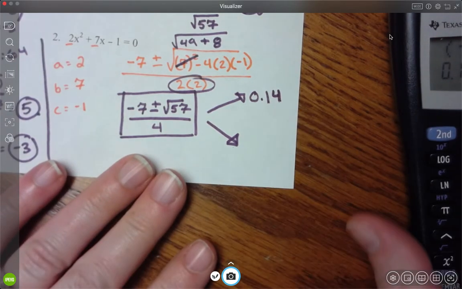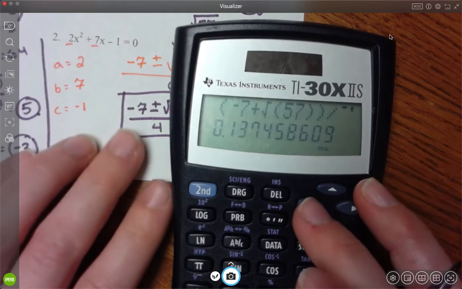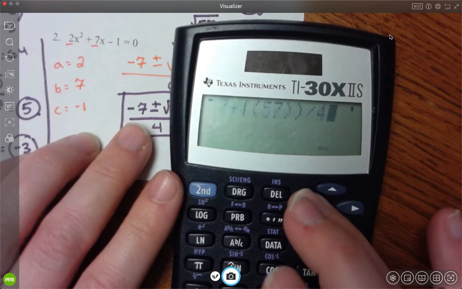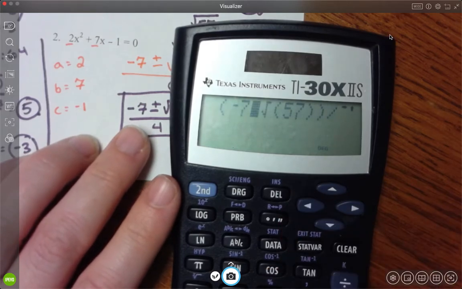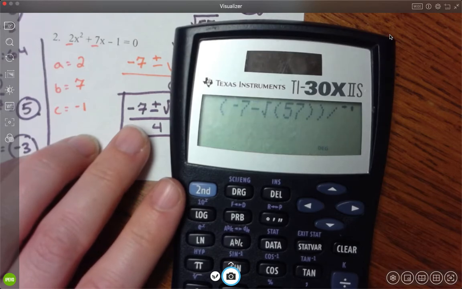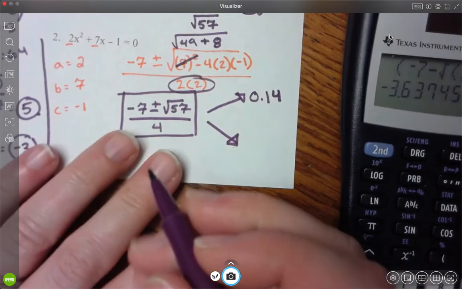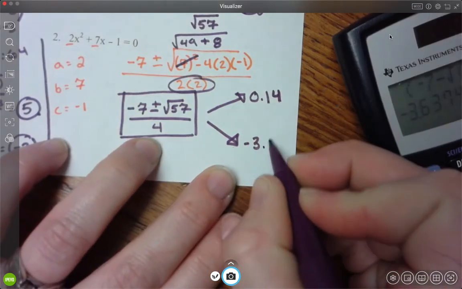Okay, now, because I have this entered in all at one shot, and I want to do -7 minus the square root of 57 now, I can go back up into my equation, hit the over key, go to where this plus sign is, and change it to a minus instead. Then I can hit enter again. I don't have to retype everything. My second solution is going to be -3.64. Okay, so that's what it will look like.